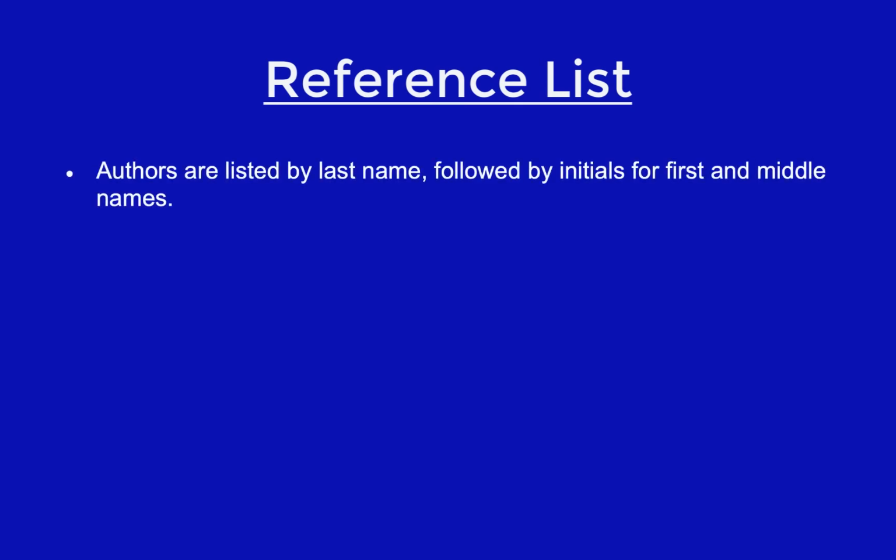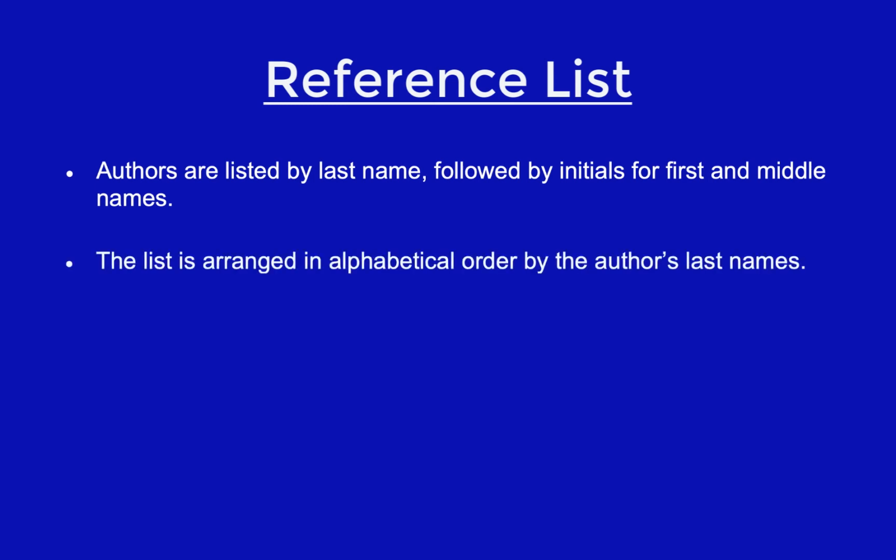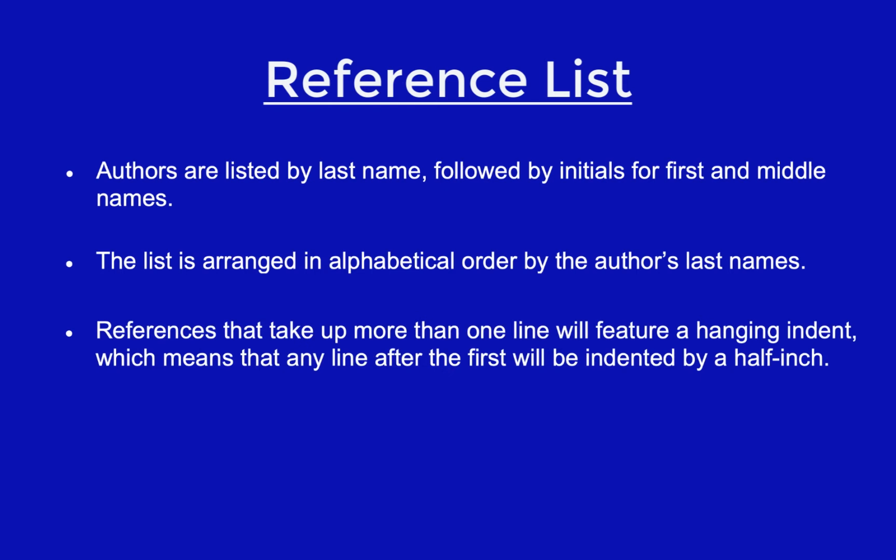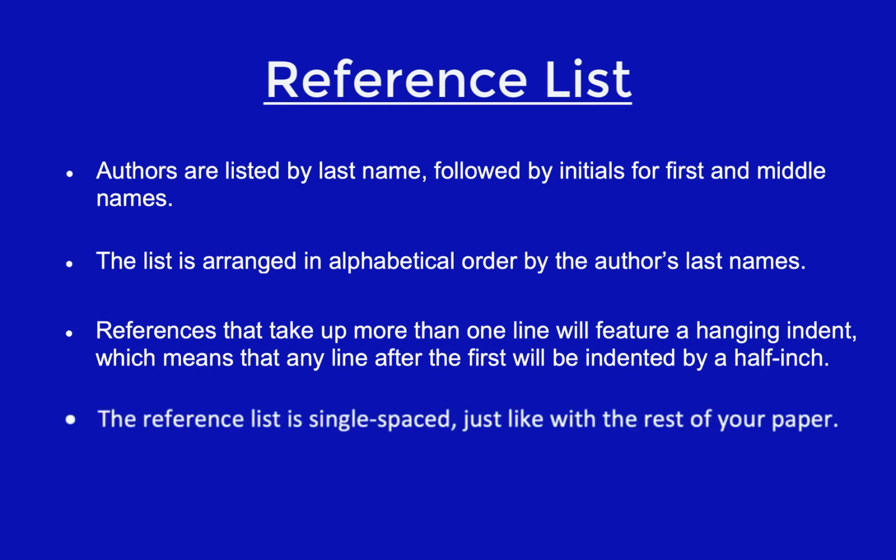Authors are listed by last name, followed by initials or first and middle names. The list is arranged in alphabetical order by the first author's last name. References that take up more than one line will feature a hanging indent, which means that any line after the first will be indented by a ½ inch. The reference list is single-spaced, just like with the rest of your paper.